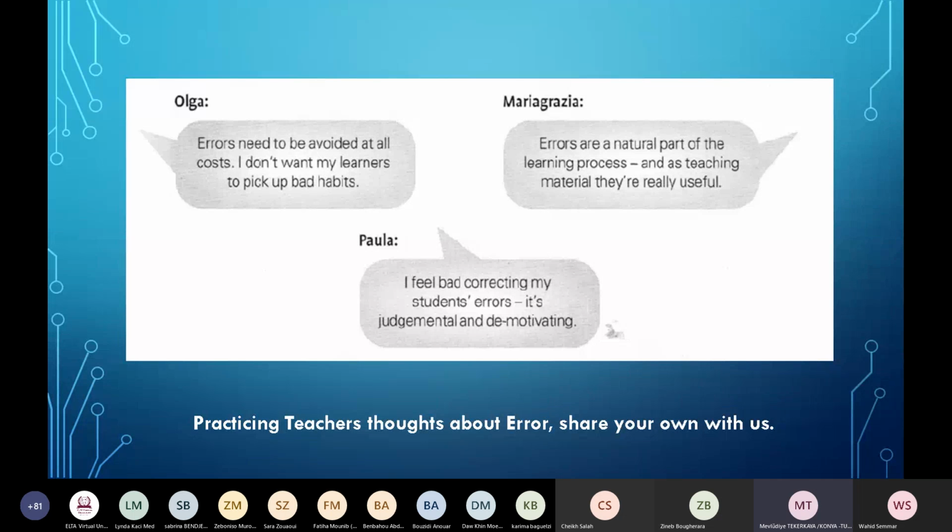I don't agree with Olga because errors don't need to be avoided. I don't want my learners to pick up bad habits is a big idea, I think. If we don't correct one error or mistake, I don't think my students get bad habits.